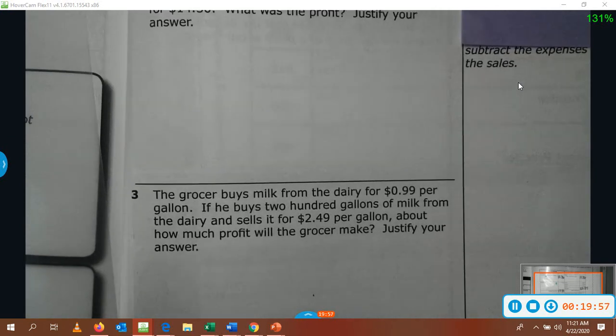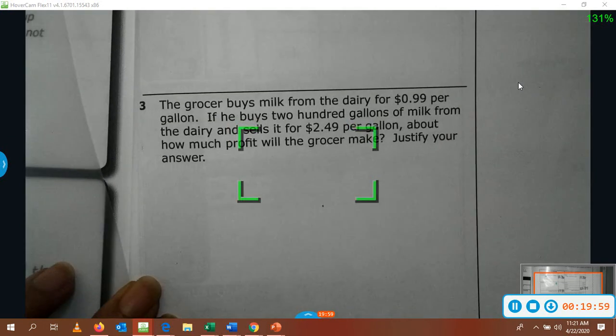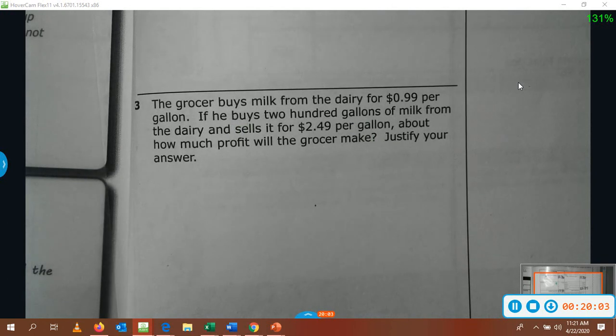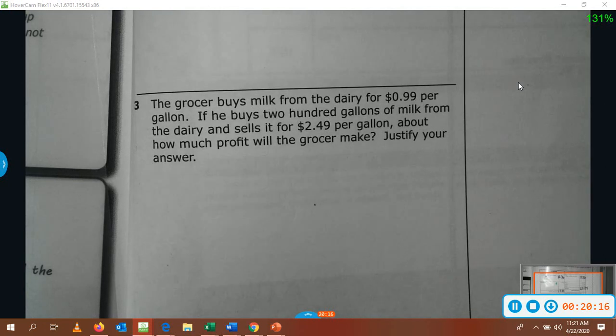Here's number 3. This is your pop question. And then, why is profit important? Without a profit, a company would not be able to stay in business. And so that's what's going on around here right now.